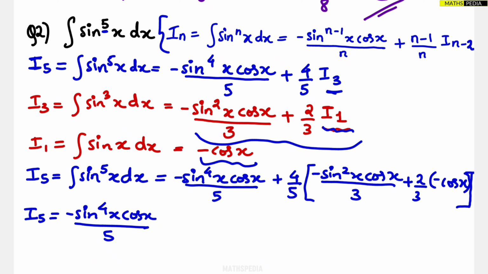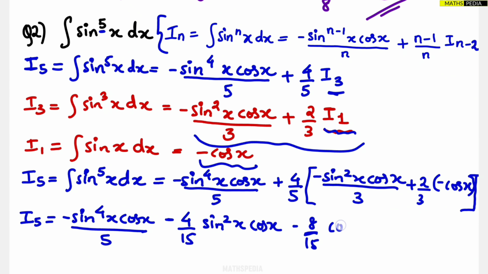Now I'm going to multiply this and this. It becomes minus 4 by 15 into cos x will be there. Plus integration constant, don't forget, plus c. So this is the final thing.